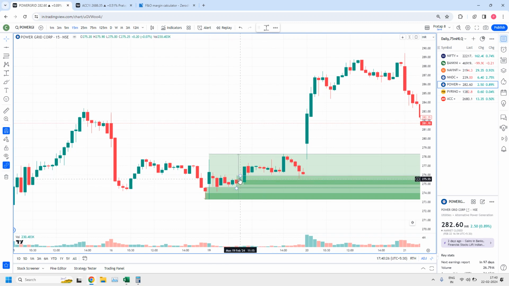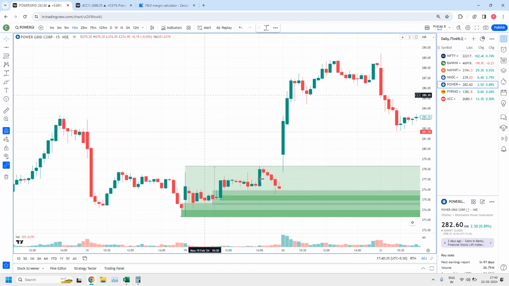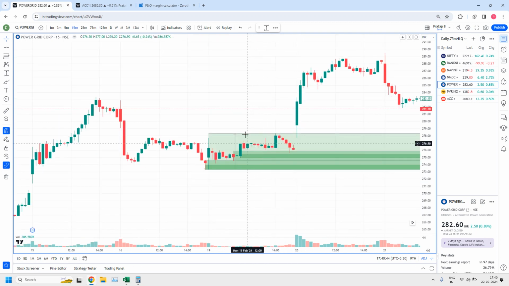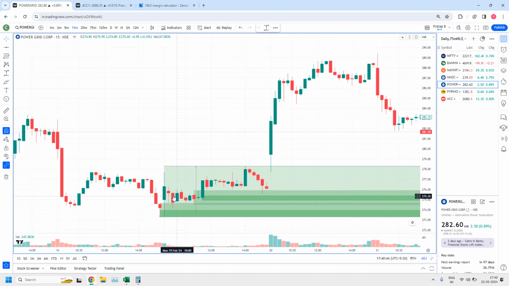Nothing more to do here. We have 2 zones available. They are not violated zones. They are all active zones. You can also draw drop, 2 base candles, rally. But this is already violated. This zone is violated. You can't draw this zone. These are the active zones. Active zones I am drawing.